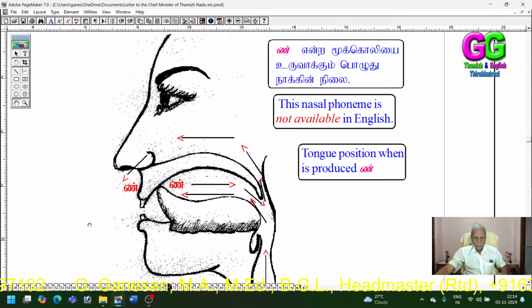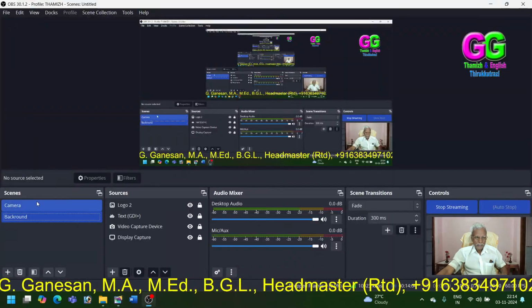Respected elders, educationists, linguists, particularly linguists and teachers, and my dear children, thus we have seen how the sixth Tamil consonant phoneme is produced. It is produced by making a tight contact between the tip of the tongue and the upper roof.